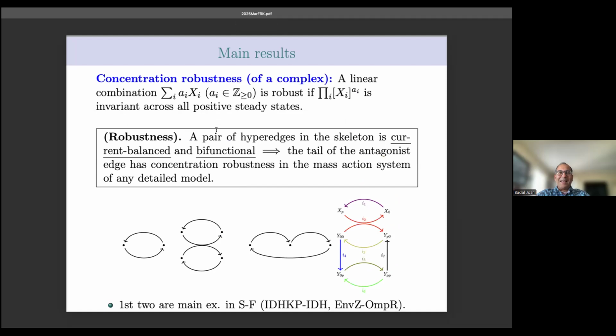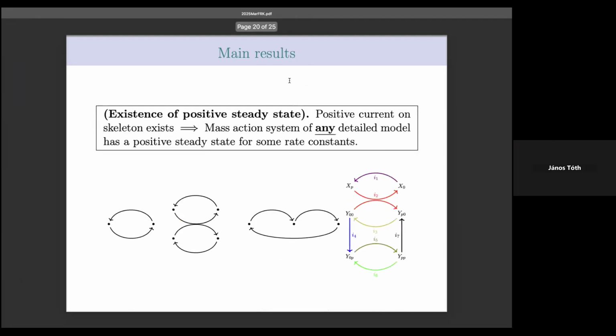Before I state the next result, I want to consider a slight generalization of ACR. Excuse me, yes. How do you check the sufficient condition in the previous statement? The existence of a positive current.